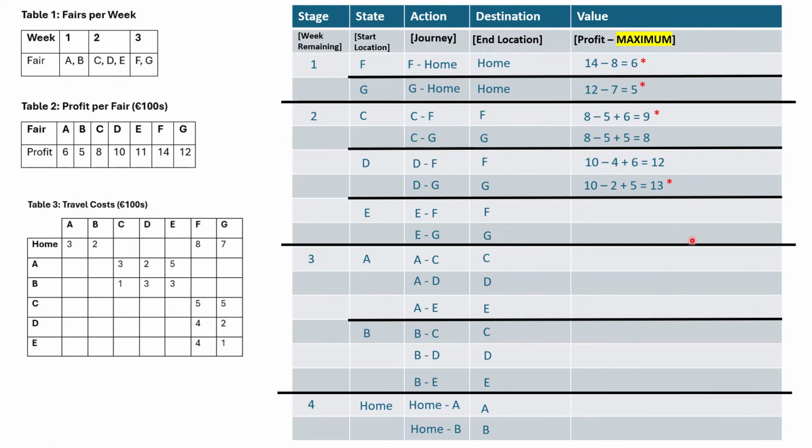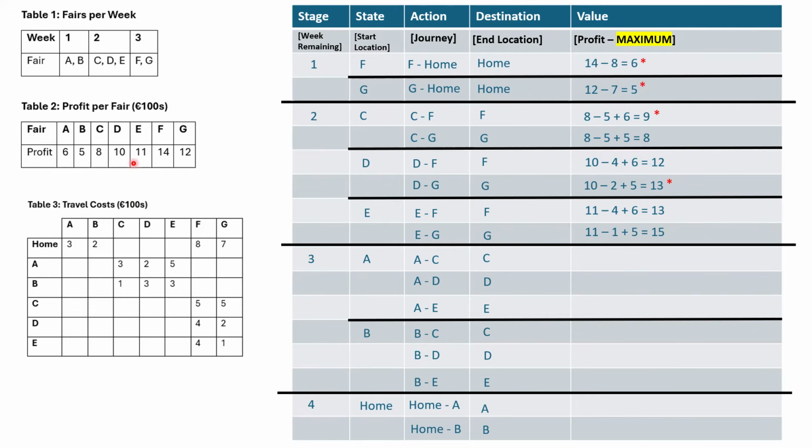So this will be 10 minus 2 plus 5, because if we end up at G, G to home has an optimal value of 5. Again, we want the maximum. So here is our maximum. It's 13. We then look at E.